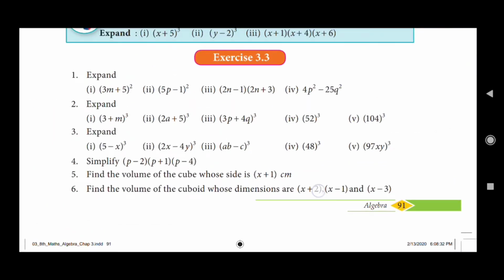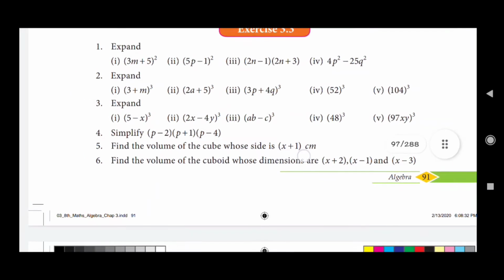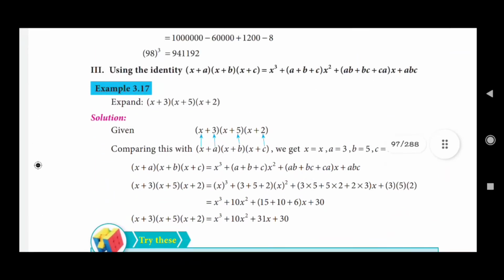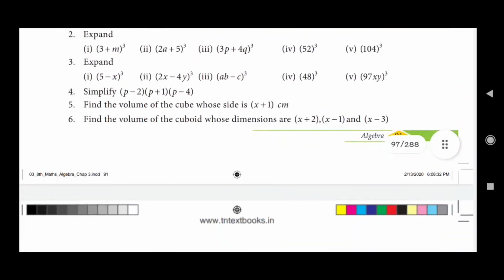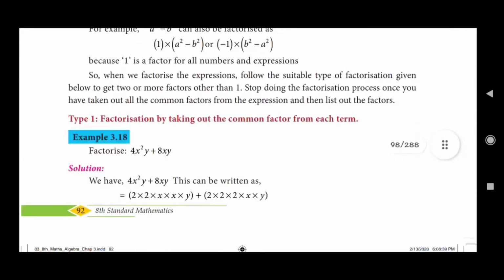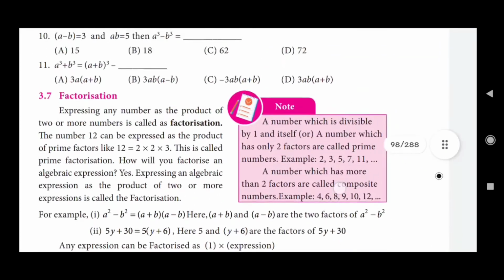So in 3.3 you can find the volume of the cube whose side is given. So you have to know the volume of the cube formula, and also you need to subtract. Understand? By using the identities. Example sums are given. You go through the example sums and also the exercise sums. Understand?